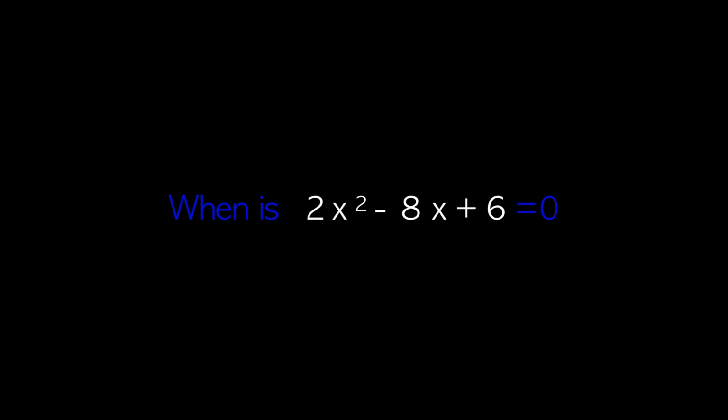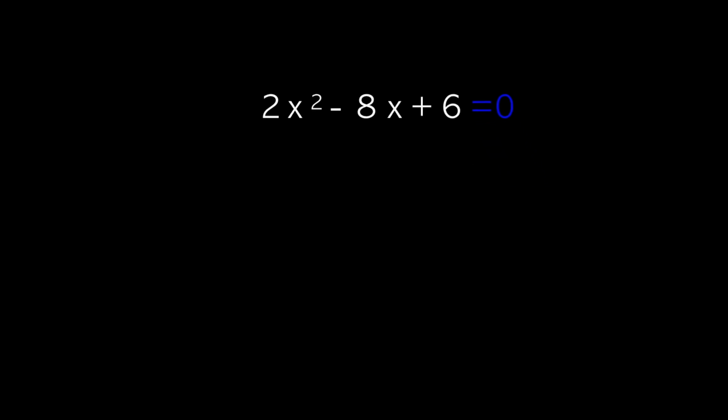The next example asks, when is 2x squared minus 8x plus 6 equal to 0? Well, one benefit of having a function in its factored form is that solving problems like this one can become much easier. So let's factor 2x squared minus 8x plus 6.